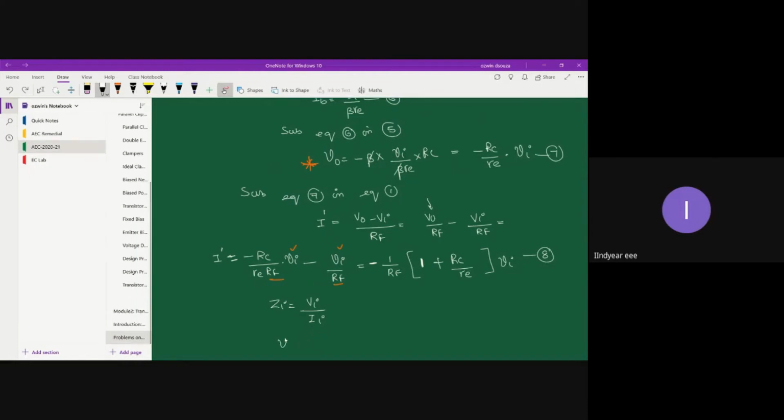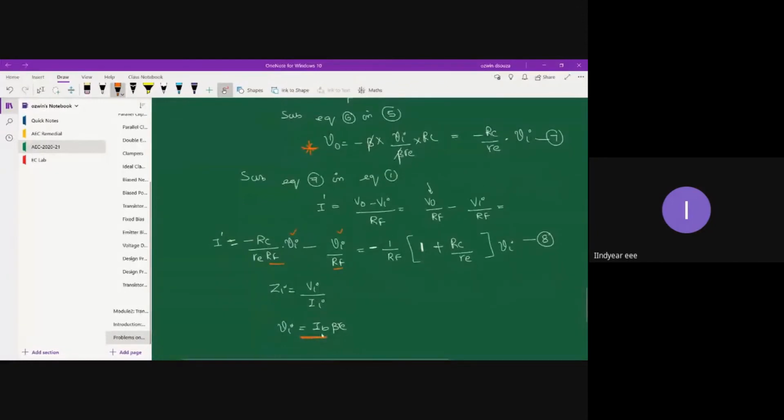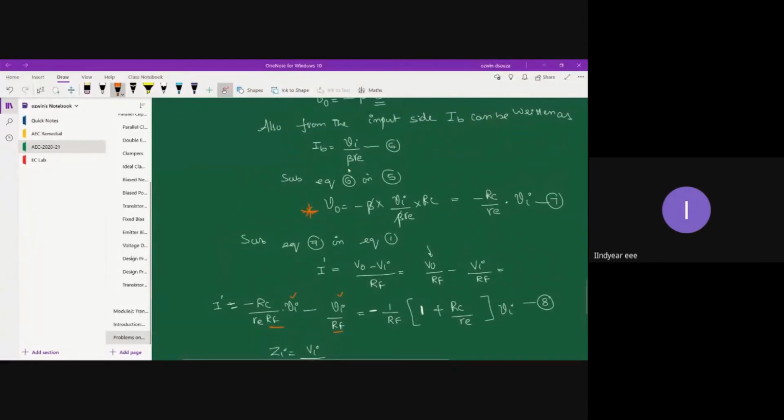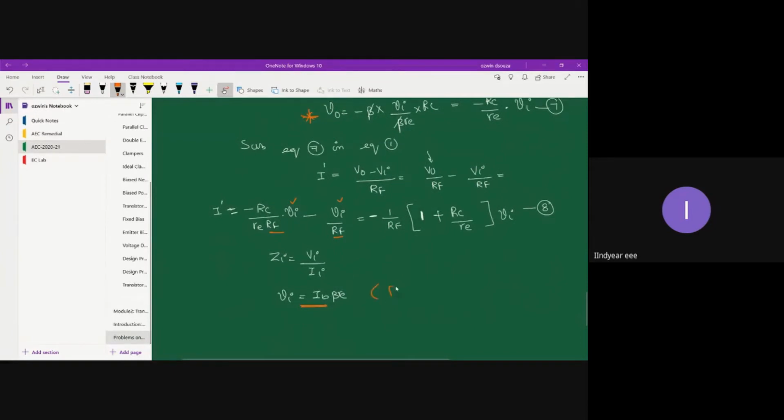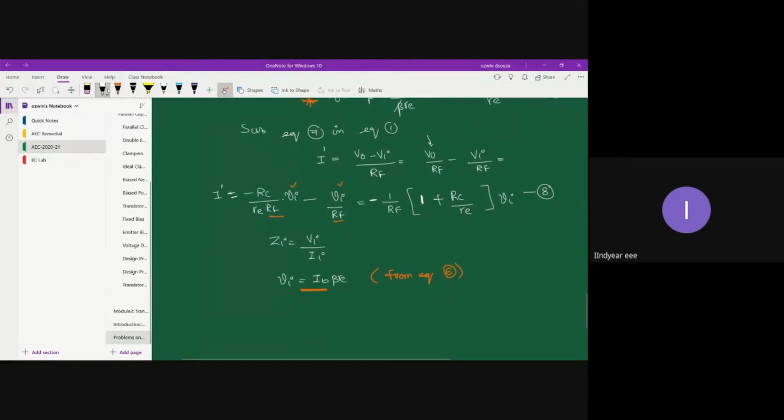So VI, we can write it as IB into beta RE. You have already seen, right? Let me just give some trace where I have already discussed this expression. VI is equal to IB into beta RE. Here it is. If you cross multiply, you will get voltage as current into resistance. So in bracket, let me write from equation 6.